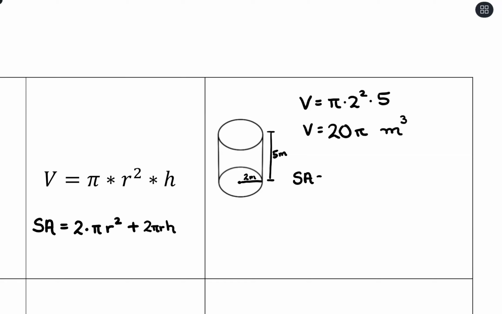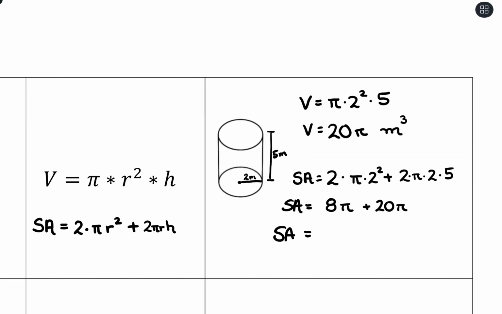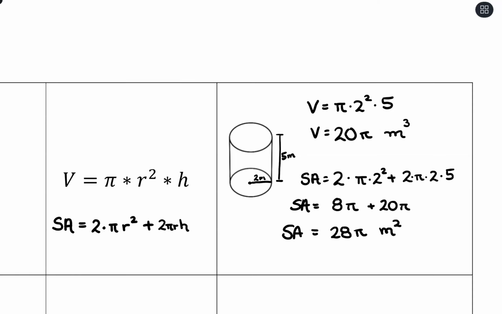For surface area, we're going to have 2 of the circles, so 2 times pi r squared, plus circumference, 2 times pi times r, and then times the height to make it the area of a rectangle, which is 5. So this surface area is going to come from 8 pi plus 10 times 2, 20 pi. So this surface area is going to be 28 pi and then meters squared.